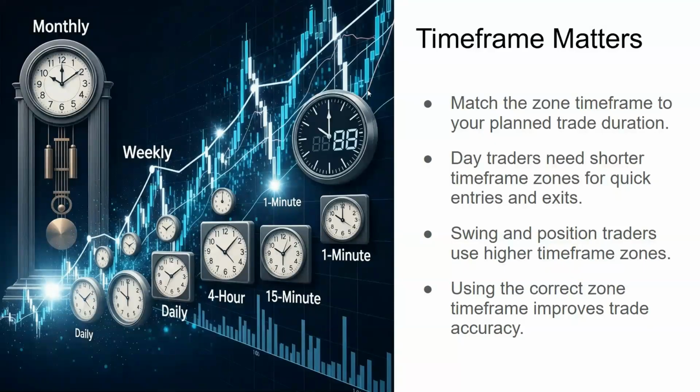Time frames matter. Match the zone time frame to your planned trade duration. Day traders need shorter time frame zones for quick entries and exits. Swing and positional traders use higher time frame zones. Using the correct zone time frame really improves your trade accuracy. This is a big one.